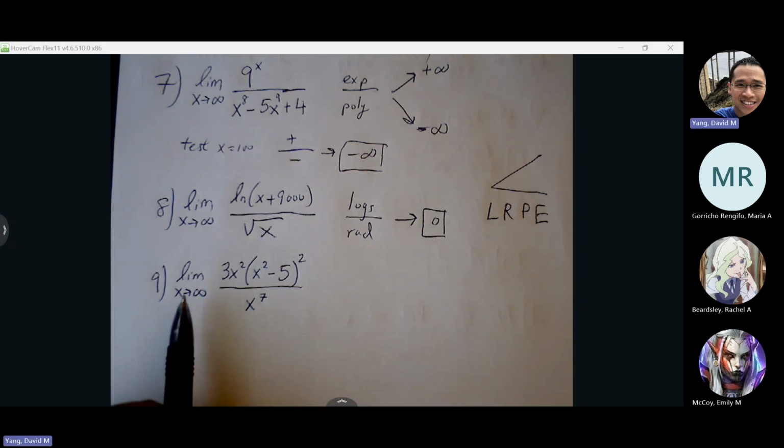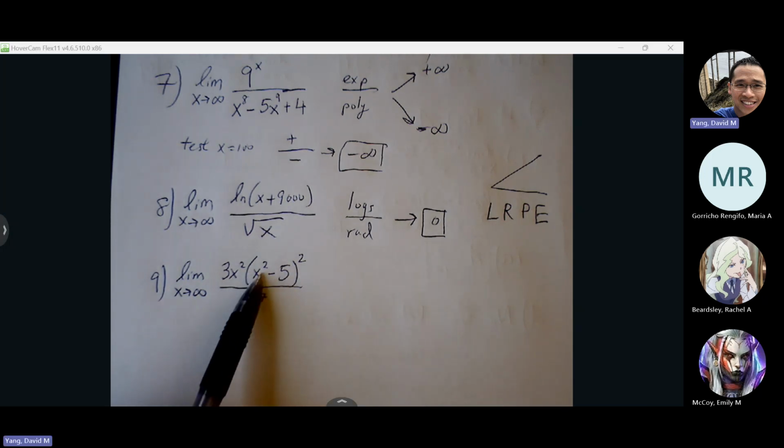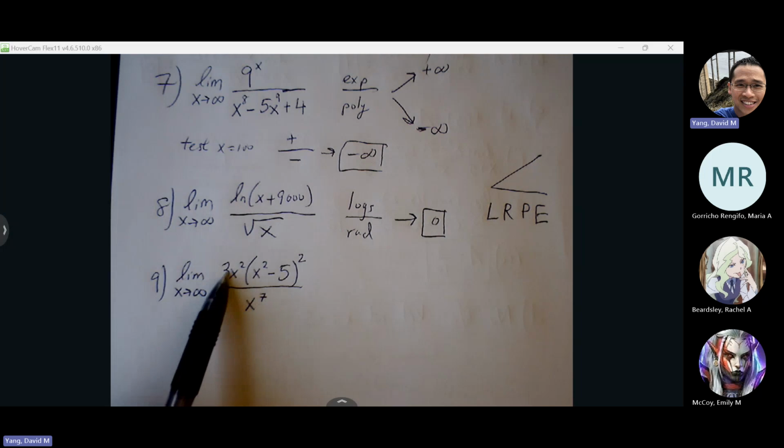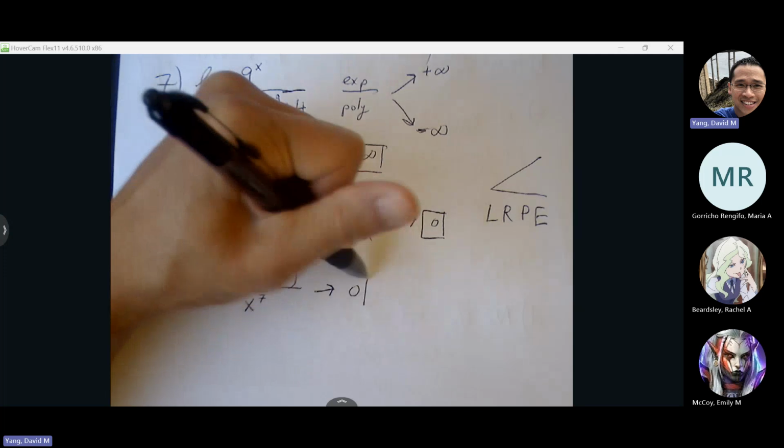Okay, what do you do if we see infinity? Degrees. What do you know about degrees? Bottom is higher, right? If I were to fold this out, this would be x to the fourth, x squared. I still get x to the sixth here. The highest it gets is x to the sixth. My denominator is higher, so gotta go to 0.